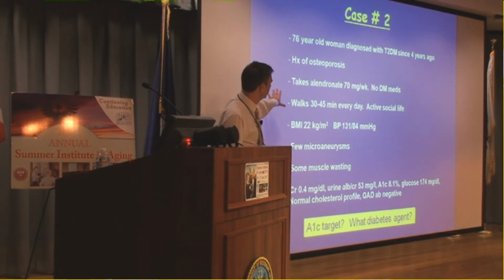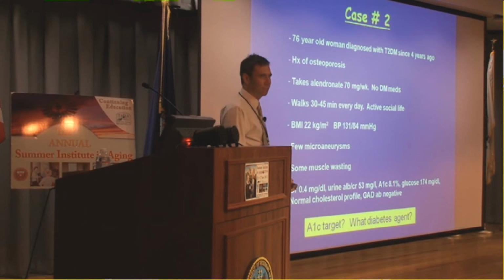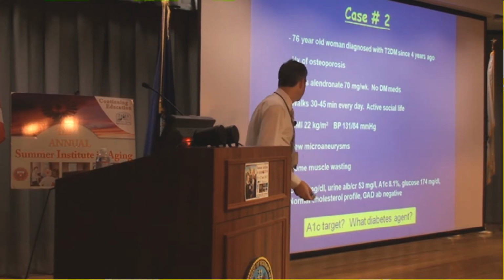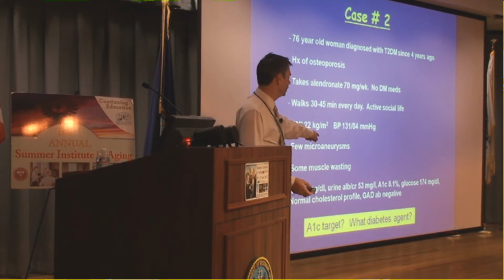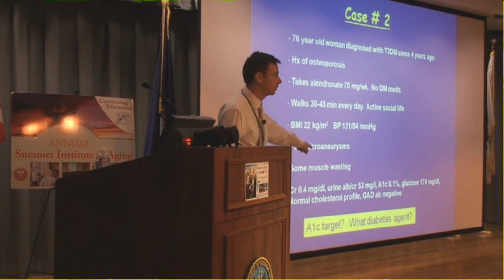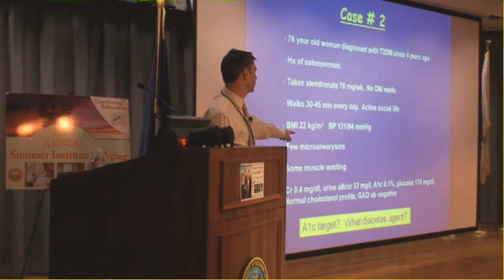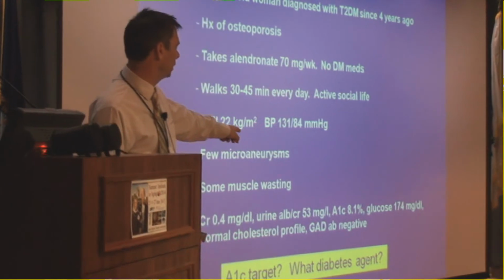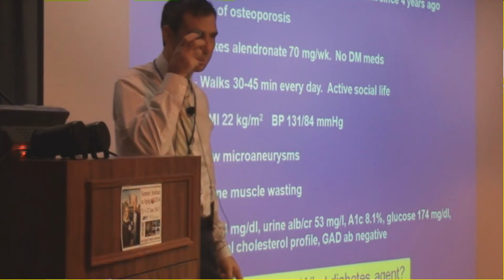So this lady is thin, she has osteoporosis, she's very active, but on exam you do see some microaneurysms in the eye, and some muscle wasting, obviously from her age. Her creatinine is normal, but you can see she's leaking some protein on the albumin creatinine ratio. Typically that should be less than 30. Her A1C is 8.1, her glucose is high. GAD antibody negative, it's a test for type 1 diabetes.